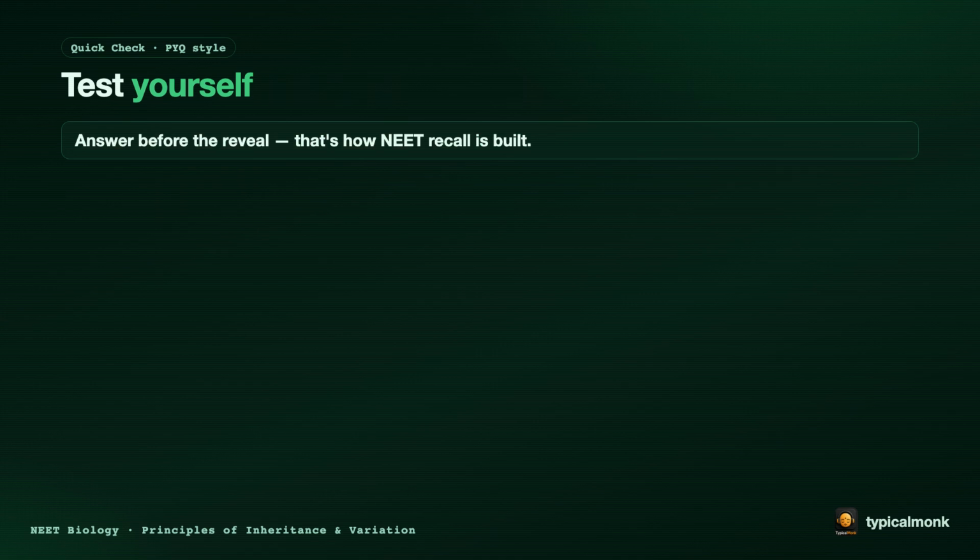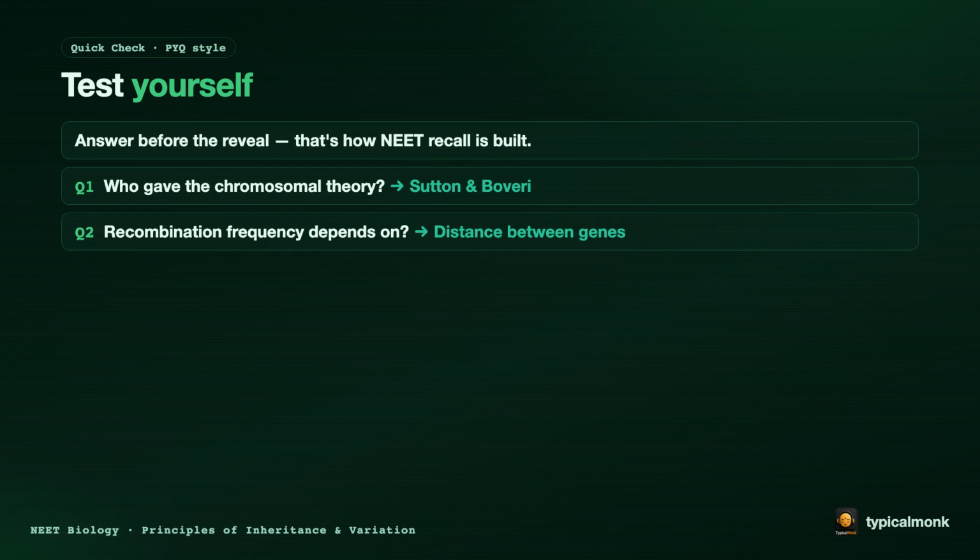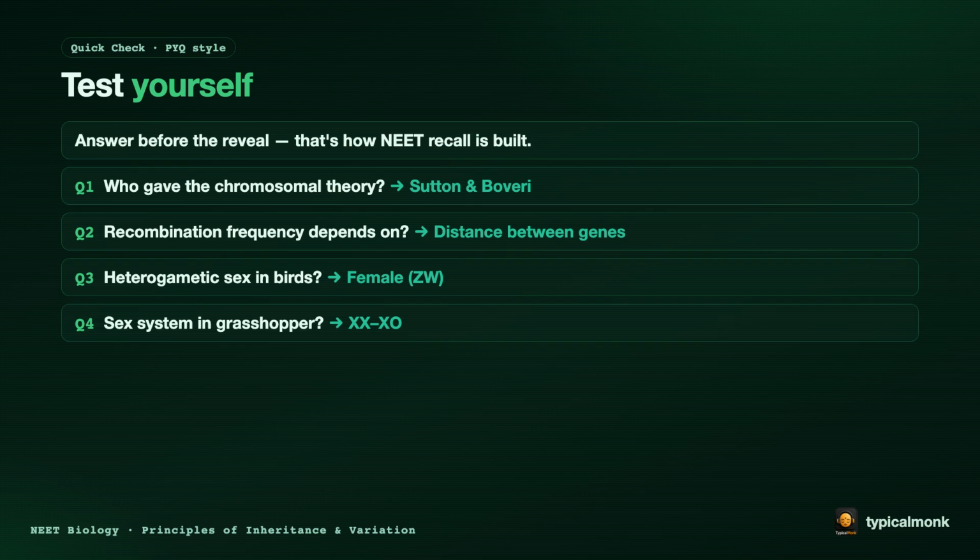Now test yourself. Answer each one before it is revealed. Answer first. That is how you build strong NEET recall. Question 1. Who gave the chromosomal theory? Answer: Sutton and Boveri. Question 2. Recombination frequency depends on the distance between genes. Question 3. The heterogametic sex in birds? The female, that is ZW. Question 4. The sex system in the grasshopper, XO. Question 5. Who determines sex in humans? The father.